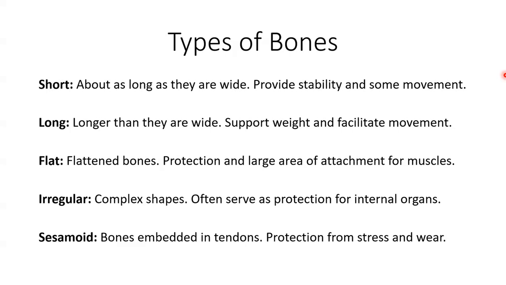Lastly, we have the sesamoid bones, which are the bones embedded in tendons. These are small, round bones, and they're commonly found in the tendons of hands, knees, and feet. And sesamoid bones work to protect tendons from stress and wear. So in joints that are used a lot, like our hands, our knees, and our feet, they help protect the tendons somewhat.